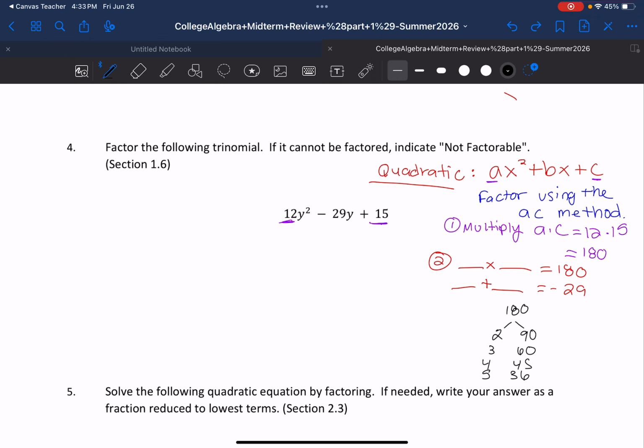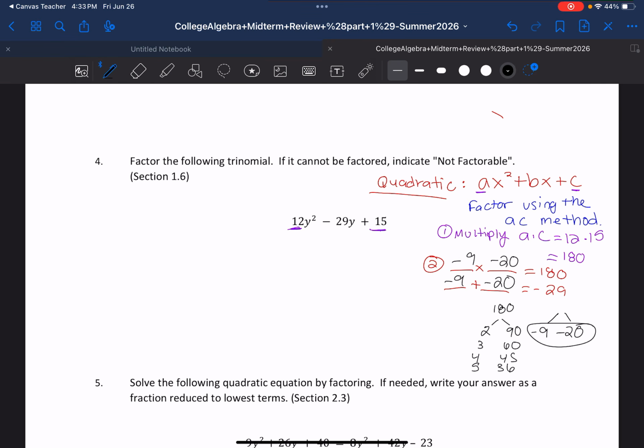9 is the next one I'm going to do. So 180 divided by 9 is 20. So that's 9 and 20. That pair will work as long as they are both negative. So I need a negative 9 and a negative 20, because negative 9 times negative 20 is a positive 180, and negative 9 plus negative 20 is negative 29. So those are the two numbers that work.